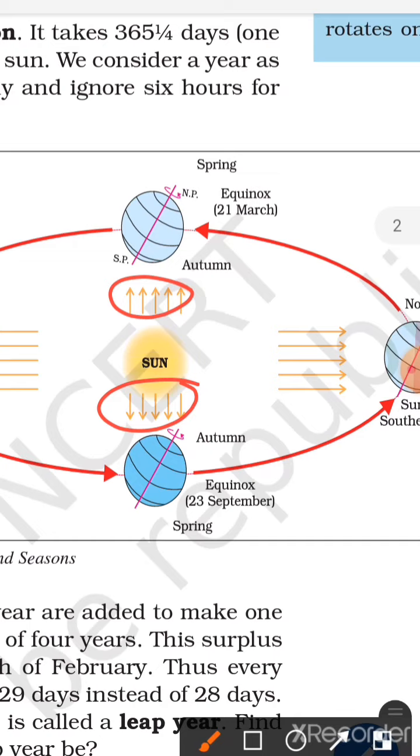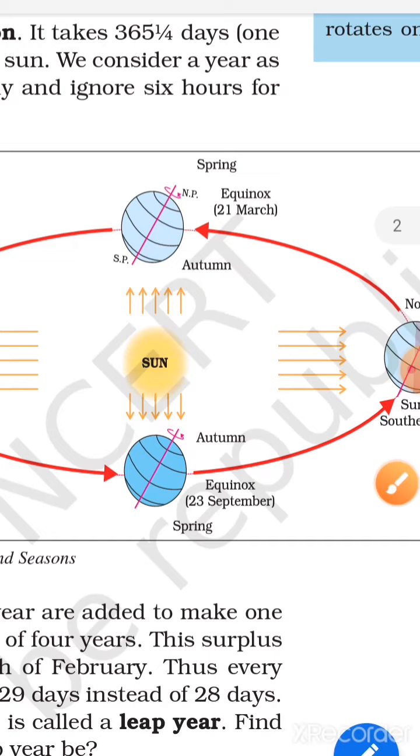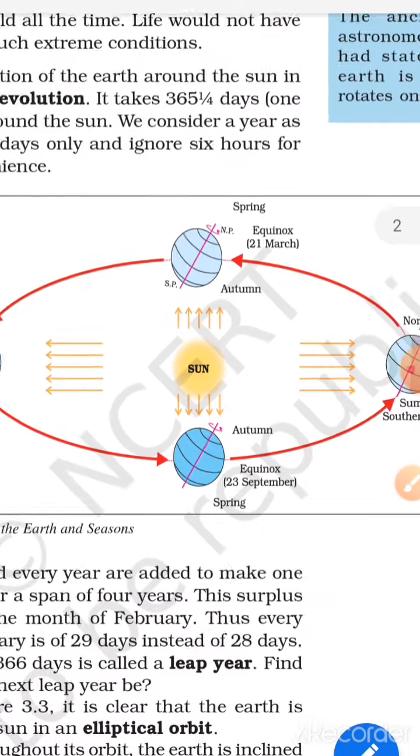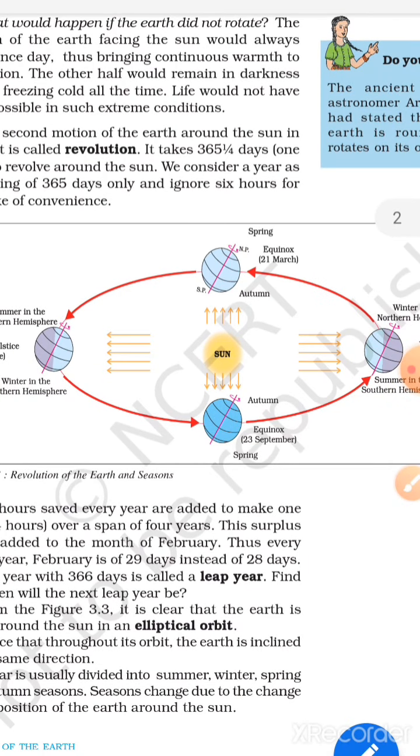Okay, then at that time the northern hemisphere experiences the spring season, and the southern hemisphere experiences the autumn season. And exactly the opposite condition we can see at other times: in the northern hemisphere the autumn season, and in the southern hemisphere the spring season. Okay, so here are the changes in the season due to the position of the earth during the revolution.